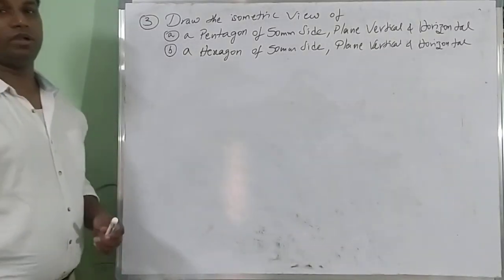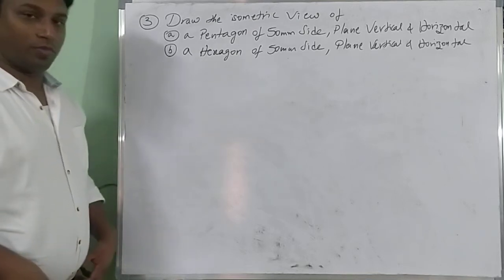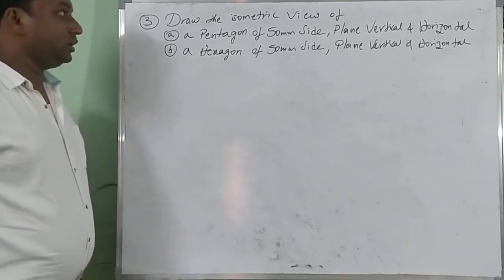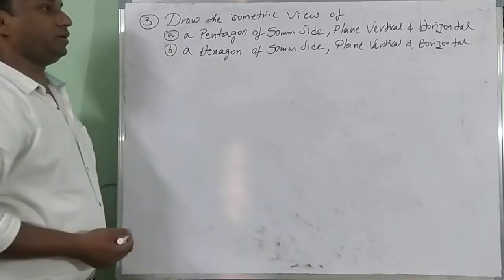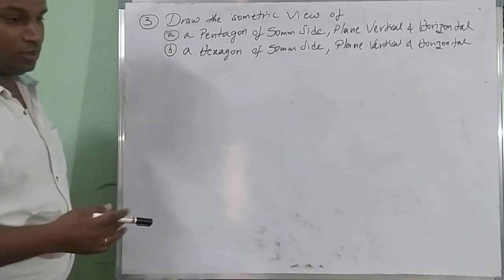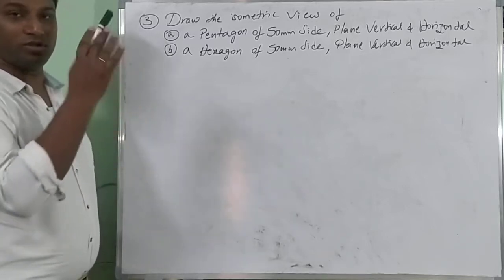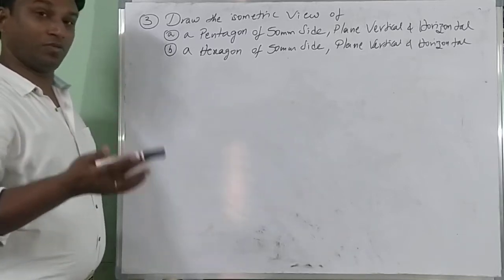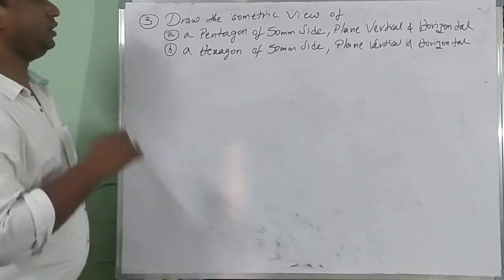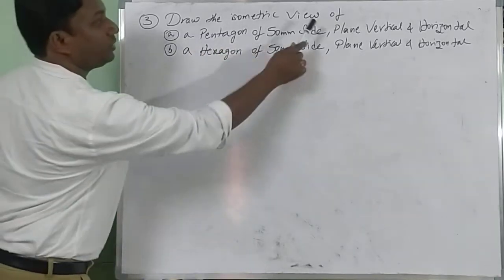Hello students, welcome to the next video tutorial on problems of isometric projections. So next, the third question. Previously we have discussed two questions. First one was line, square, plane of isometric or rectangle of isometric projections. Next, equilateral triangle of isometric view. Now the third one, same again, isometric view.